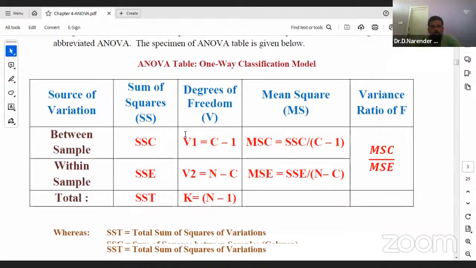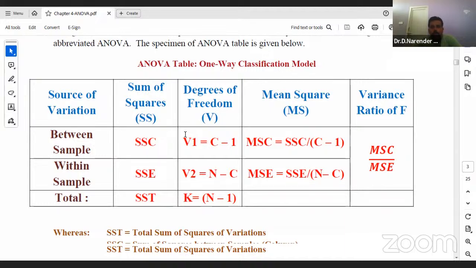Observe carefully: between samples, within samples, and then you will get the total. That is the sum of squares: SSC, SSE, SST. Then degrees of freedom: V1 is equal to C minus 1, V2 is equal to N minus C, and K is equal to N minus 1. What is this SSC, SSE and SST? You will get complete clarity after solving a problem.